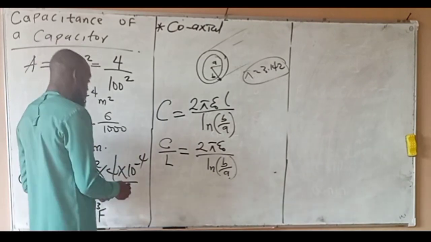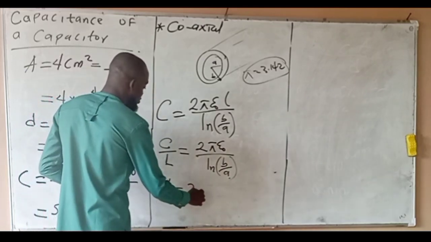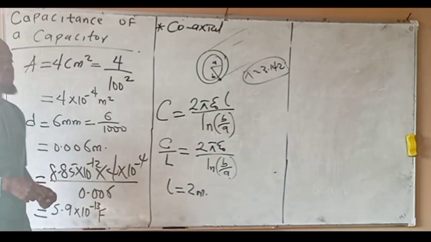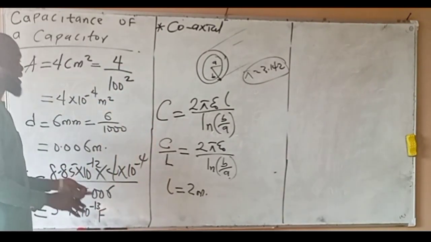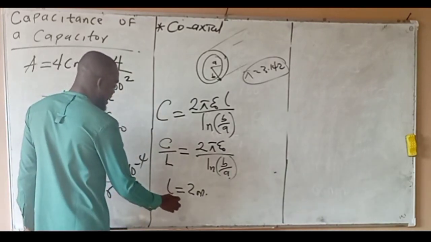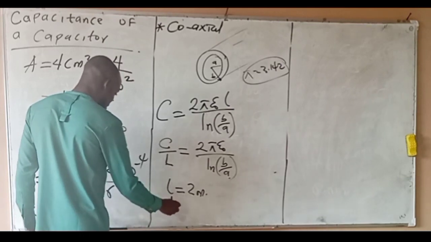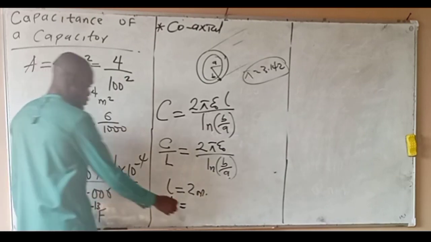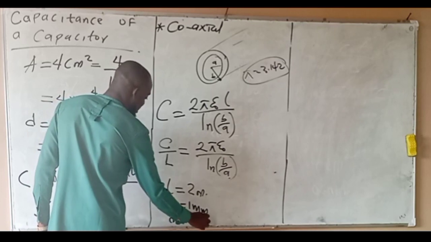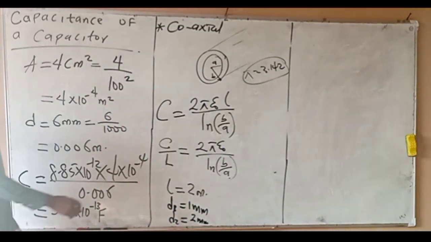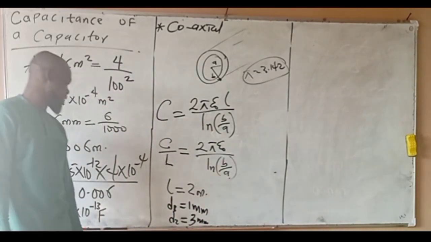So a coaxial cable, take this question down. A coaxial cable of length 2 meters has an internal diameter, let's call that D1, of 1 millimeter, and an external diameter, D2, of 3 millimeters.